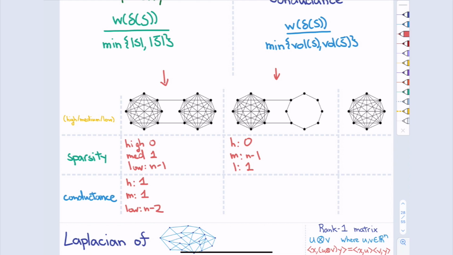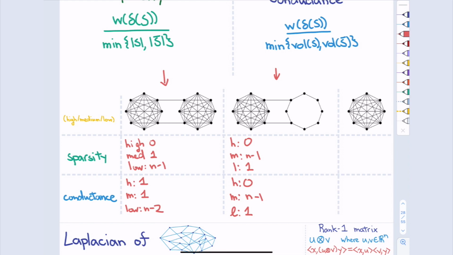All right. Now, what about conductance? Who thinks it has high conductance? None. Who feels like it has medium conductance? Well, we'll just double check. Who thinks it has low conductance? 1. Okay, so I got this wrong. n minus 1. All right.